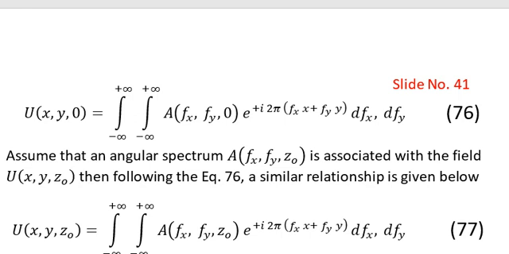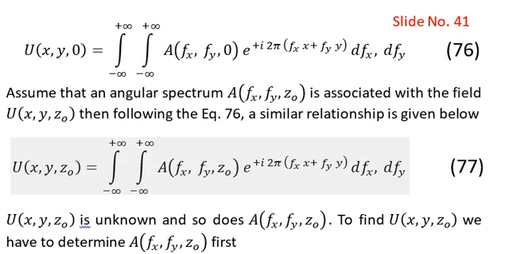Assume that an angular spectrum A at fx comma fy comma z equal to z naught is associated with the field u at x comma y comma z naught. Then following equation 76, a similar relationship is given below. So you see that we have written this equation, and we have also written equation number 77. Look at this equation. It is similar to equation number 76, but the only difference is that we are using the angular spectrum located at a distance z equal to z naught.